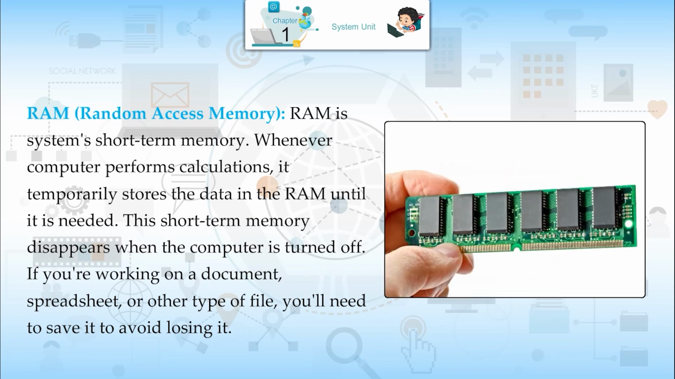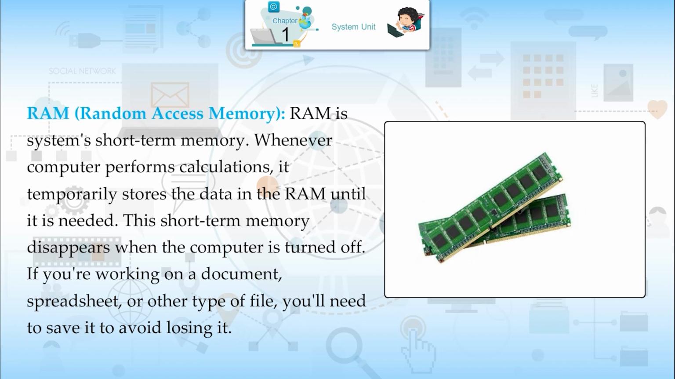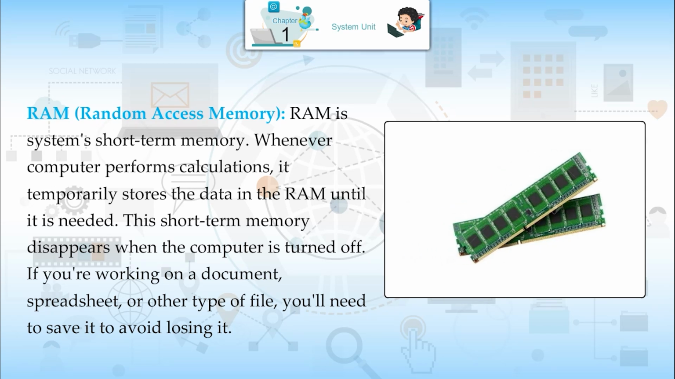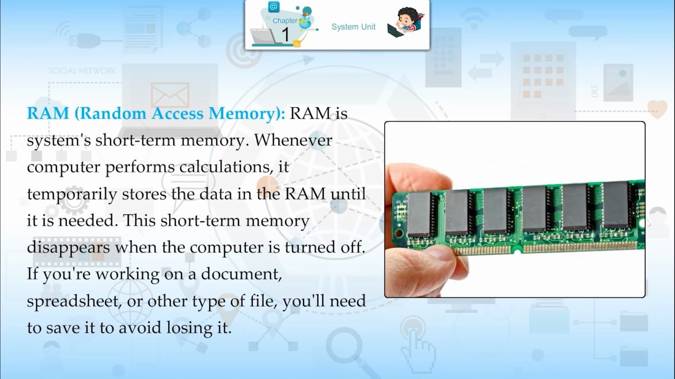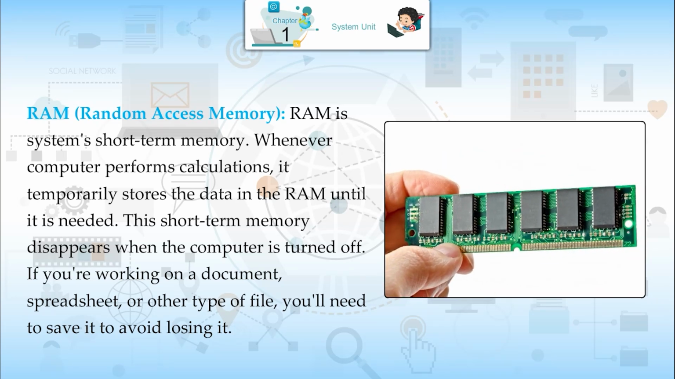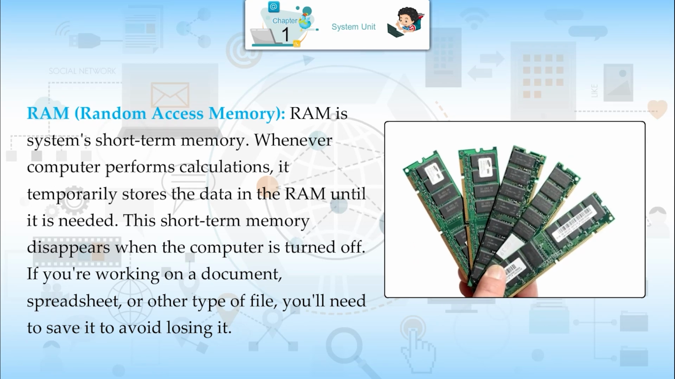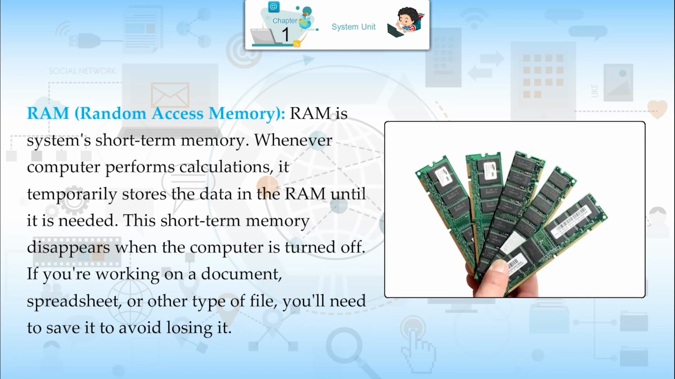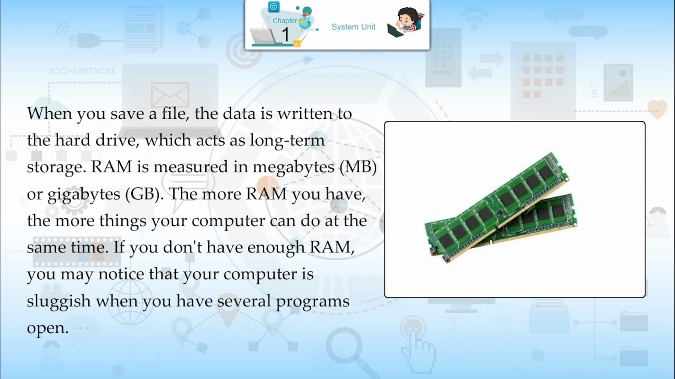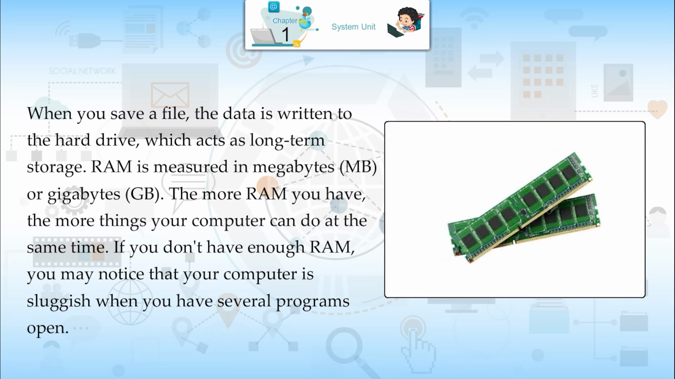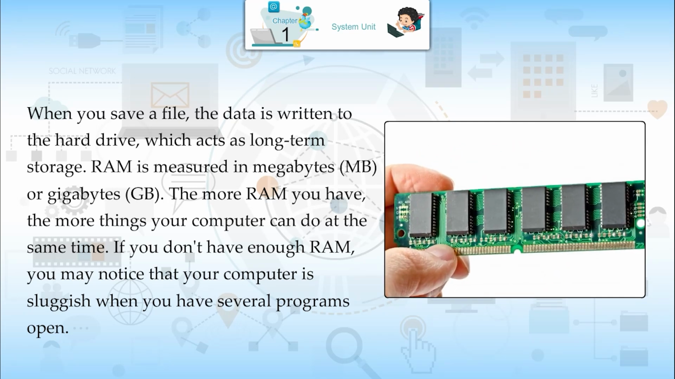RAM, Random Access Memory. RAM is the system's short-term memory. Whenever the computer performs calculations, it temporarily stores the data in the RAM until it is needed. This short-term memory disappears when the computer is turned off. If you are working on a document, spreadsheet, or other type of file, you'll need to save it to avoid losing it. When you save a file, the data is written to the hard drive, which acts as long-term storage. RAM is measured in megabytes, MB, or gigabytes, GB.